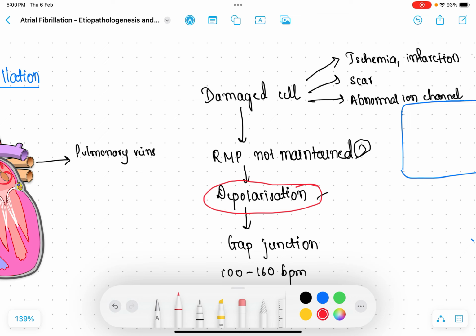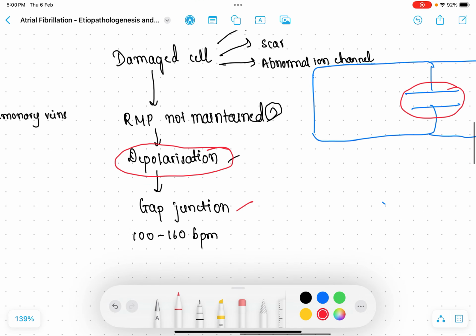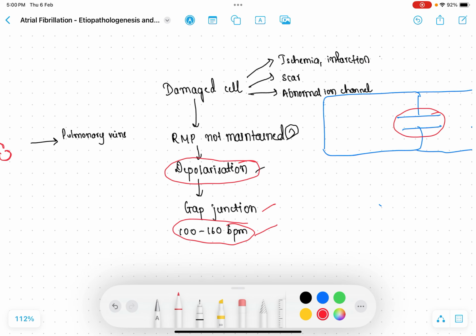Now we know that cardiac cells are connected to each other by means of gap junctions. So once one cell is activated, it can activate other series of cells via what? Via this gap junction. So this is how one cell gets activated and it activates its series of cells. Now here the ventricular rate is around 100 to 160 beats per minute. Normally how much is it? It is between 60 to 100, right? Now because the heart is being activated in a rapid manner, the heart rate is somewhere between 100 to 160 beats per minute.